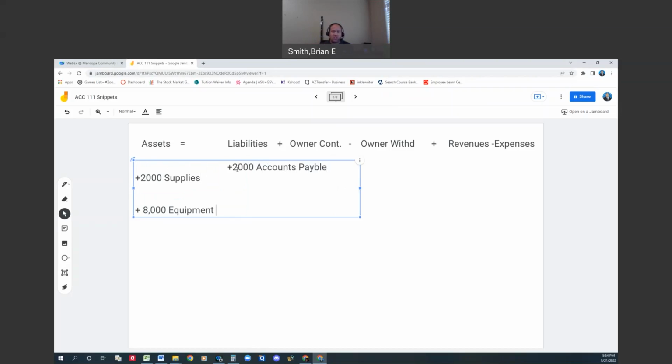And if we paid $8,000 for this equipment on credit, then we're probably going to increase $8,000 to our notes payable. All right. So we've seen the asset side increase by $10,000 with the supplies and the equipment, and we've now seen our liabilities increase by $10,000 with the accounts payable and the notes payable. So we see now that $10,000 equals $10,000 in this transaction. We're still in balance. We're still good.